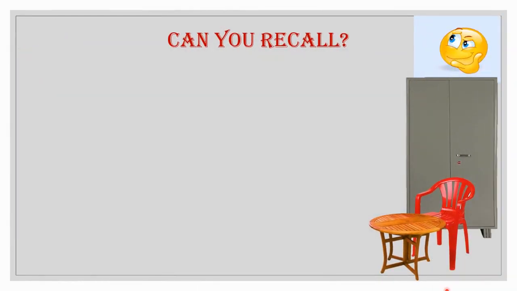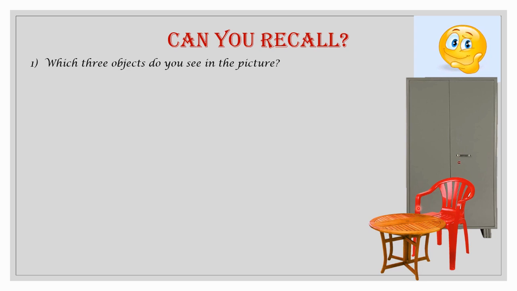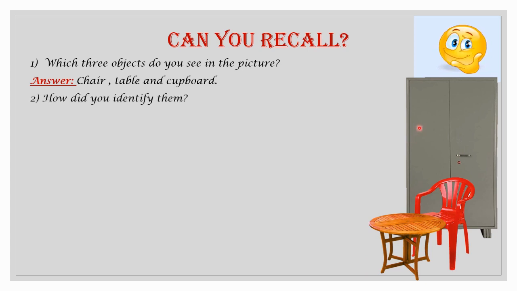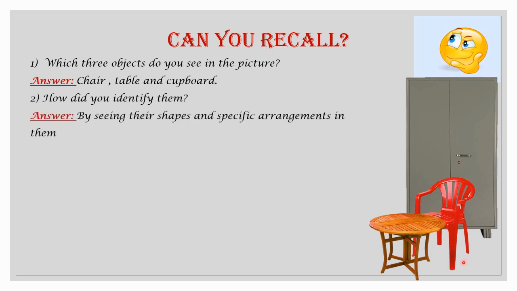Now students, can you recall by observing the given picture? Which three objects do you see in the picture? Yes, we can see chair, table and cupboard. Now, how did you identify them? Yes, we identified them by seeing their shapes and specific arrangements in them. Now, what material are they made of?